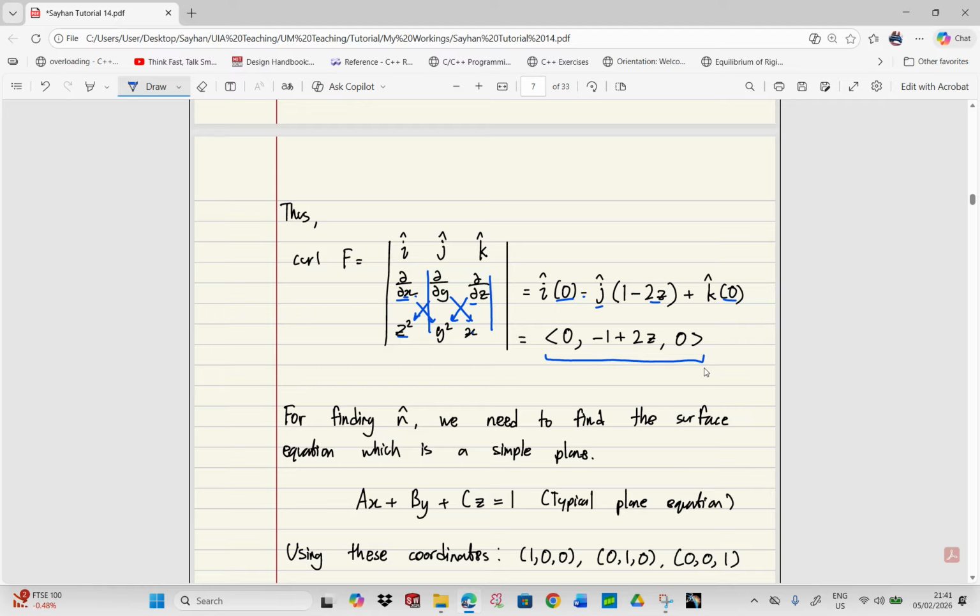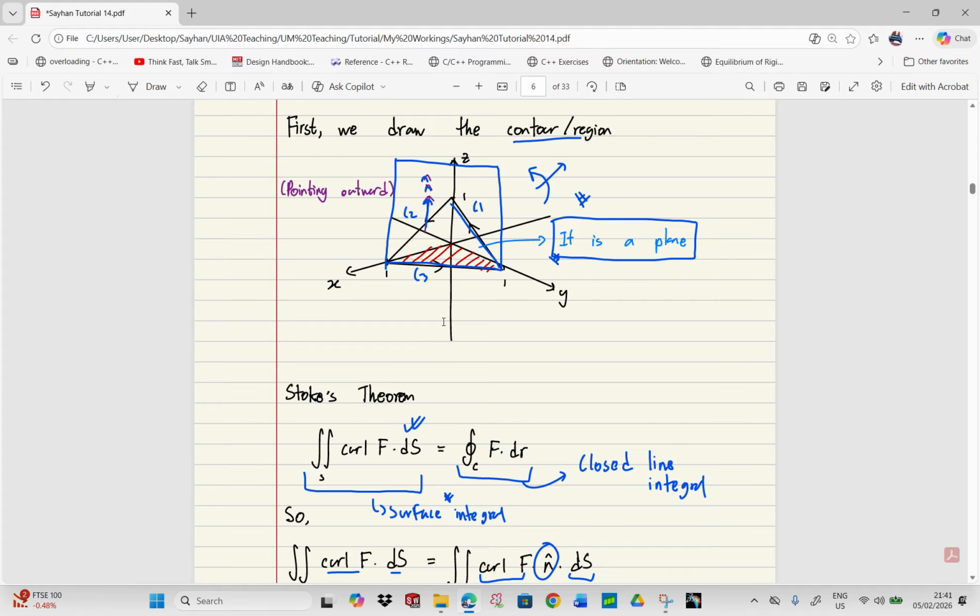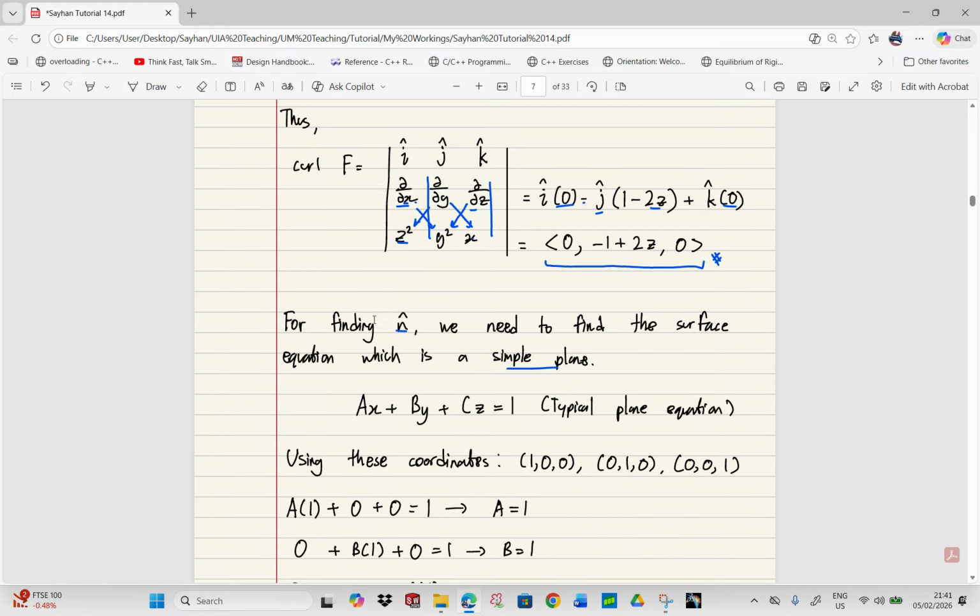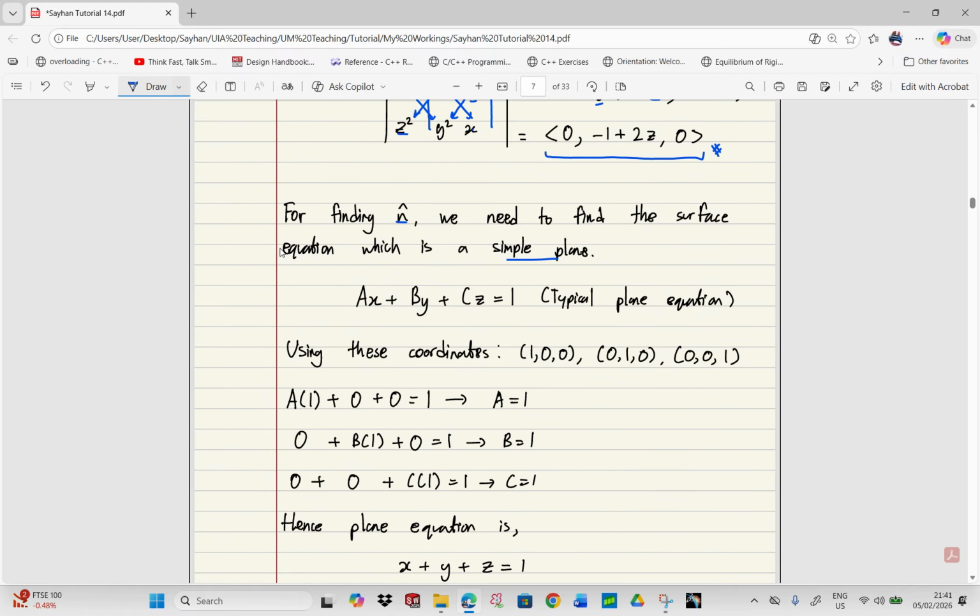Okay, so you're left with your vector for curl F. Then for the normal vector n, we need to find the surface equation, which is a simple plane. Because we're given a plane equation, we need to actually find a normal vector, which is basically perpendicular to the plane itself. So remember, a general plane equation is normally written as ax plus by plus cz equals 1, where a, b, and c are just the coefficients of the plane itself.